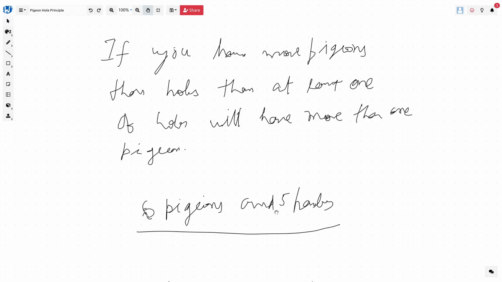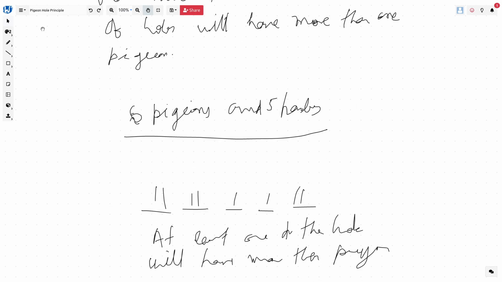So let's say we have 6 pigeons and 5 holes, right? You can always place 5 pigeons in 5 holes, the way we have put them now. So these are your 5 holes, and we have placed one pigeon in each. Now we are still left with one pigeon which needs to be placed in any one of the holes. You can place that pigeon here or anywhere. In all these cases, we'll have one hole which has more than one pigeon, so that is 2 pigeons, right?